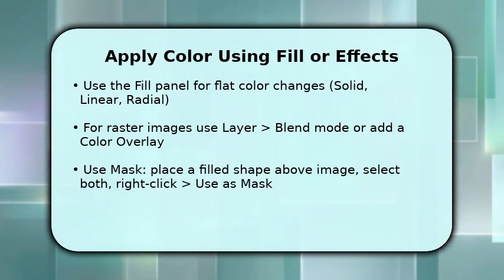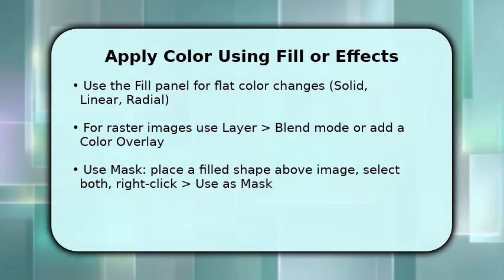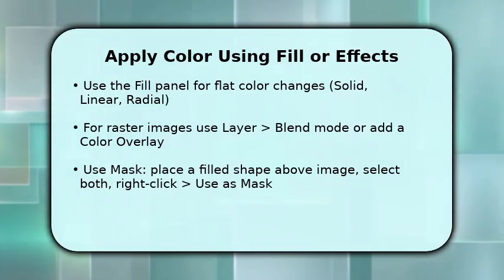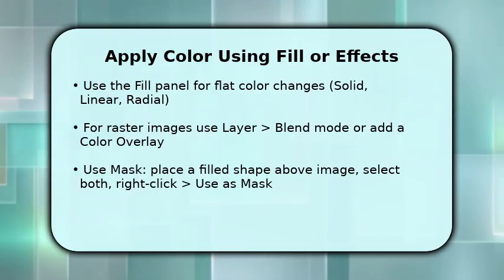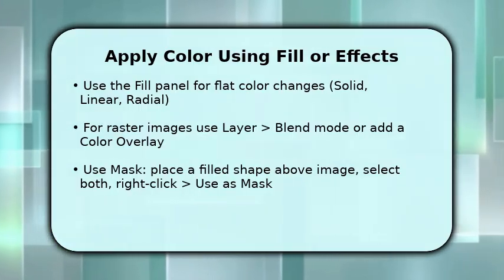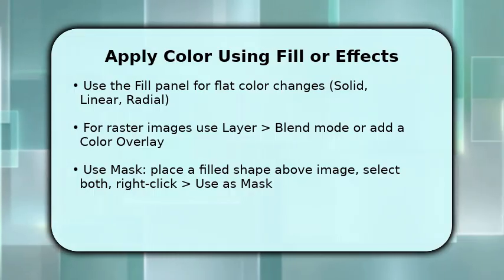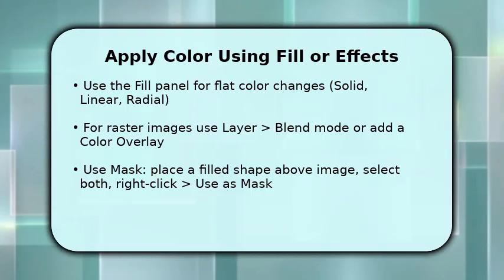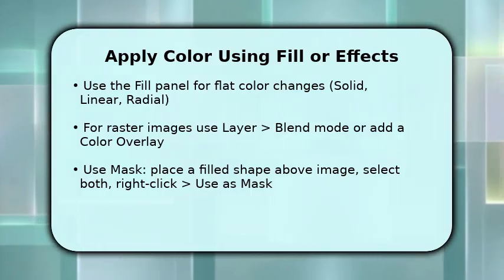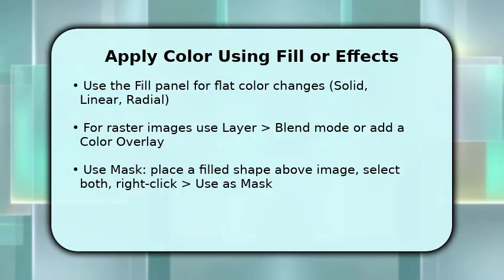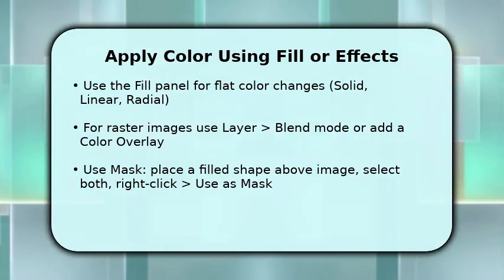Now change the color. If the image is a vector, change the fill color directly in the right-hand panel and pick your target hue. For photos or raster graphics, add a rectangle with your color on top and set blend mode to color or overlay to preserve luminosity. Alternatively, create a mask by placing the colored shape above the image and choosing use as mask so the tint confines to the image boundaries. Make sure to tweak opacity to balance color and detail.